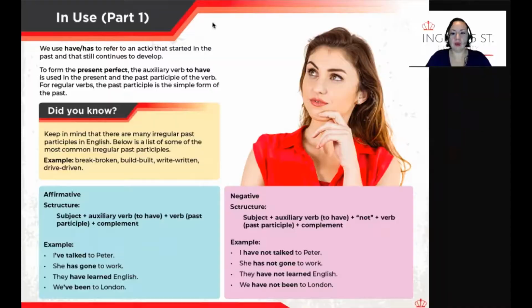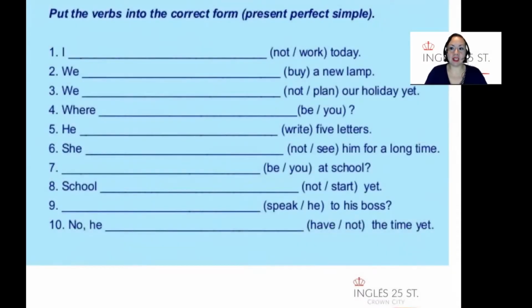Perfect. Okay, so now we are going to have an activity using the present perfect simple. Here you have some examples, and you're going to use have, haven't, has, hasn't, and the verb in past participle, as in the first one. Roman, you're going to do the first one, then Paula is going to do the second, and then you're going to continue like that.